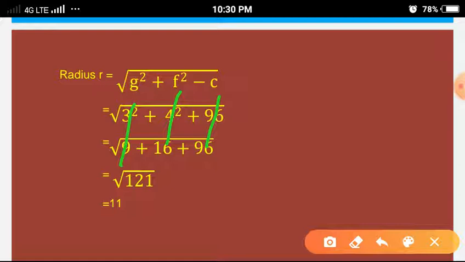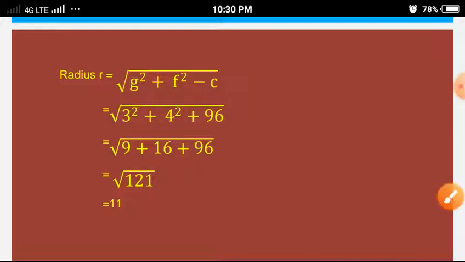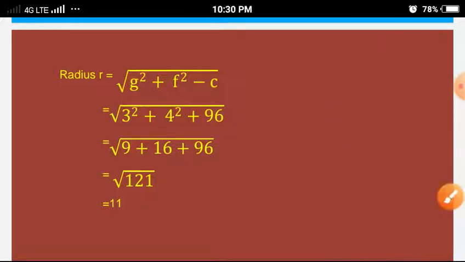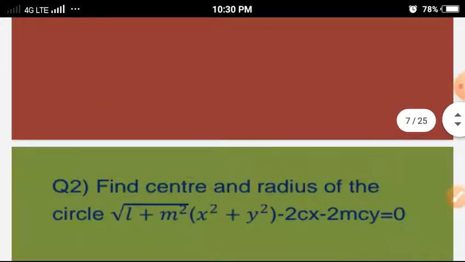Here we have to add all those numbers. 96 plus 16 plus 9: 9 plus 16 is 25, 25 plus 96 is 121. Square root of 121 is equal to 11. Then the radius of circle is 11. Next question.